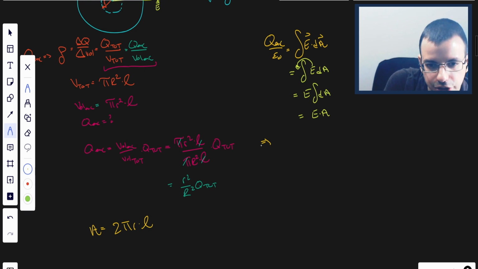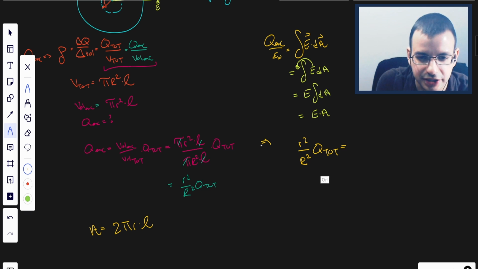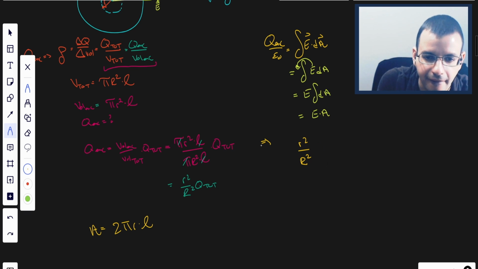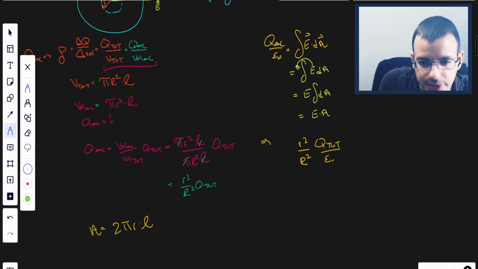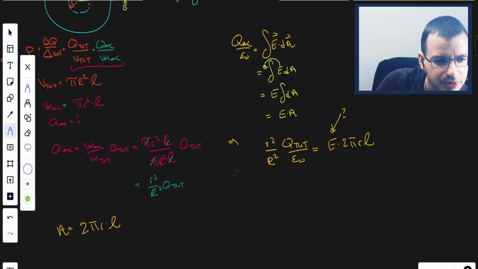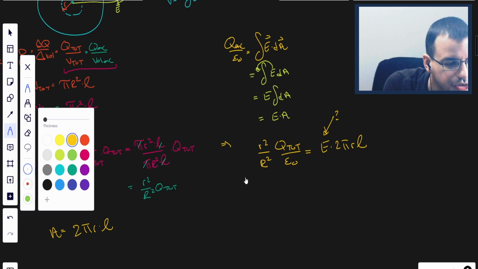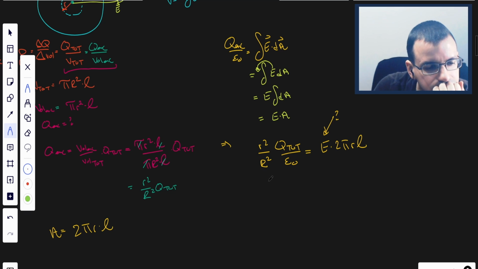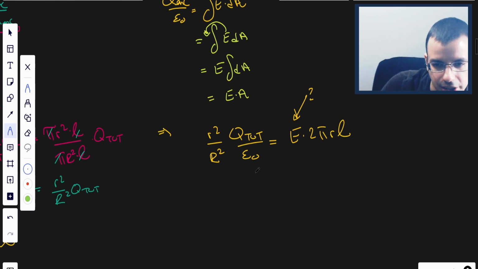Q enclosed, which we know is big R squared Q total, divided by epsilon naught. Do this Q total over epsilon naught equals, and then we're going to say E, which is what we're looking for, question mark, times 2 pi r L. Feels like I'm missing something. Maybe not. We'll see how this works out.